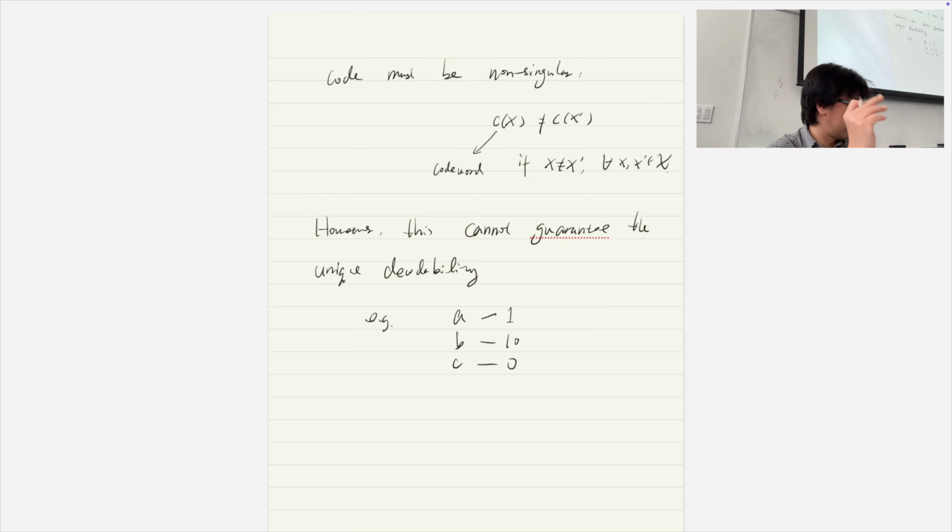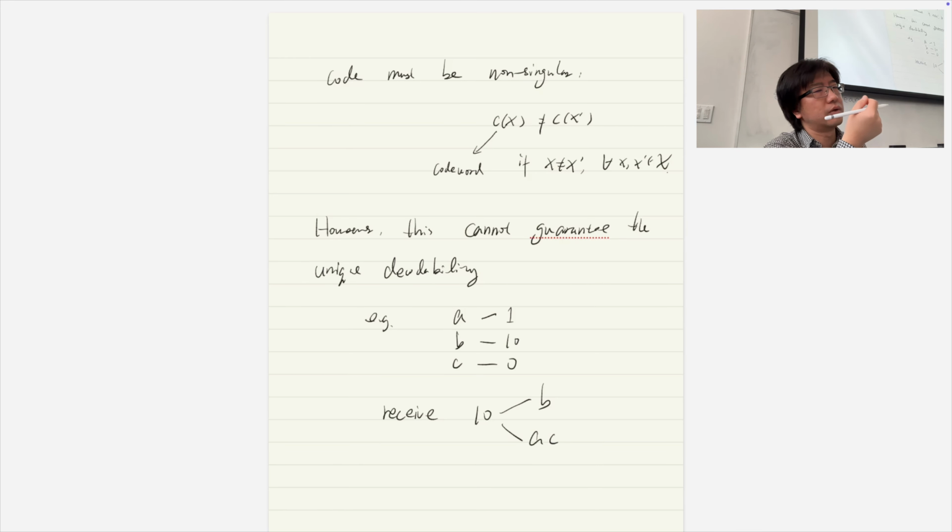The reason is that if we receive, let's say, 10, can you decode? You cannot, because 10 means either B, or A and C. So we don't know. If we receive 10, we have no idea what is really going on. That is not very good.